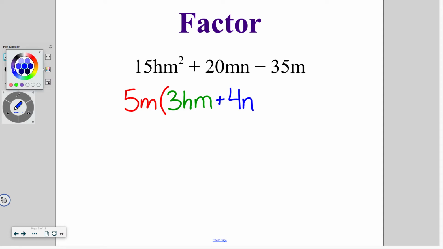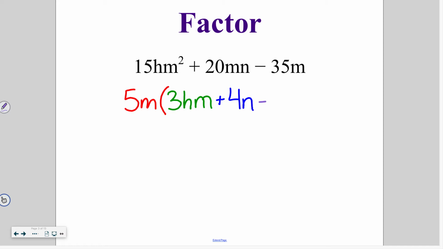The last piece that I have, dividing the two numbers, negative 35 divided by 5 gives me a negative 7. I had one m, but I took one m out, so there is nothing left over. Double checking, 5 times negative 7 is negative 35 with an m on the end. So what I've done here is I've taken the greatest common factor to the outside, and everything that is left over when I pull out that GCF is on the inside. So my factored form is 5m, parentheses, 3hm plus 4n minus 7.